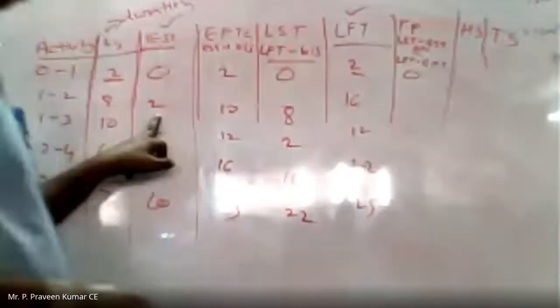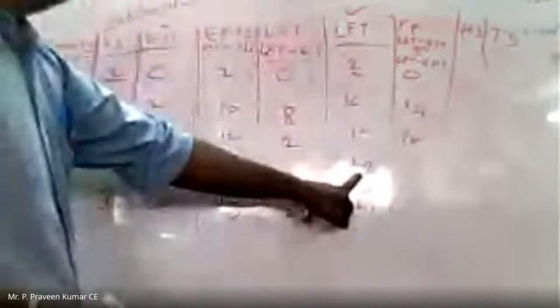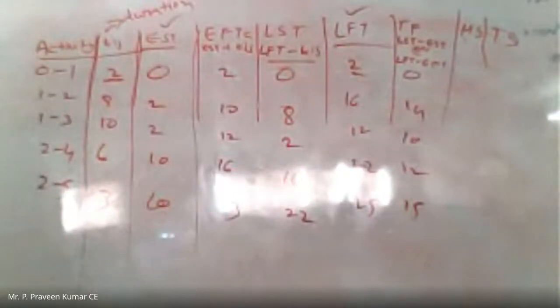16 minus 2, 14. Next, 12 minus 2, 10. 22 minus 10, 12. 25 minus 10, 15. Getting a different value, I think. Different value, right? This is now LST, yes, sir.